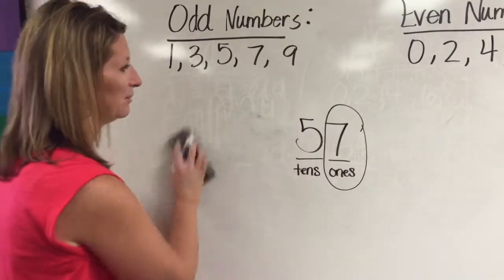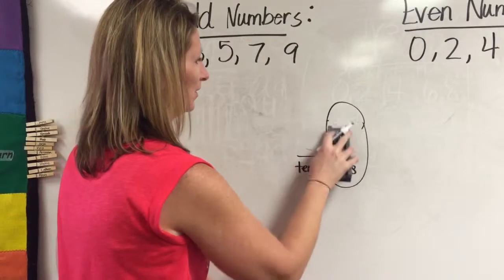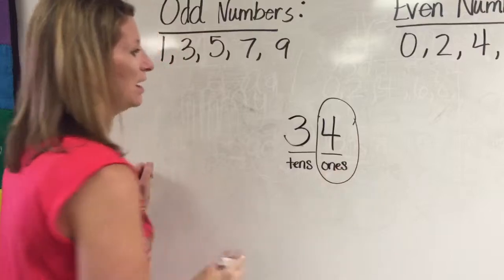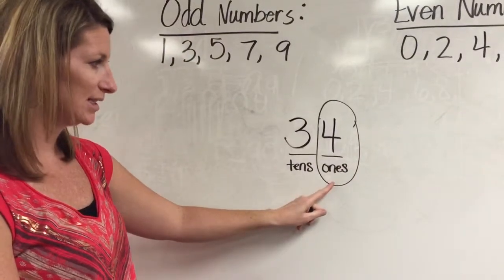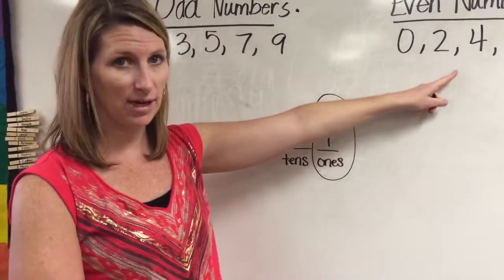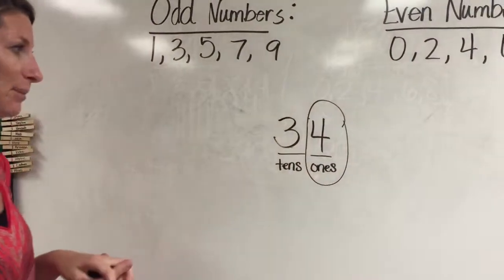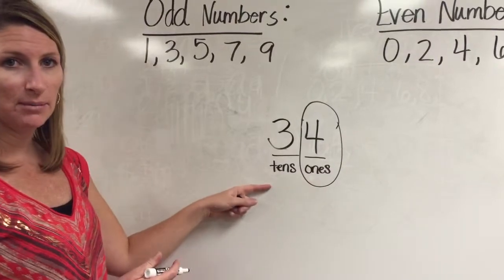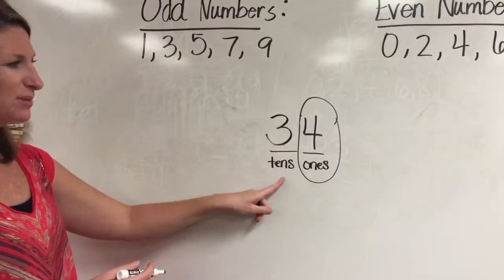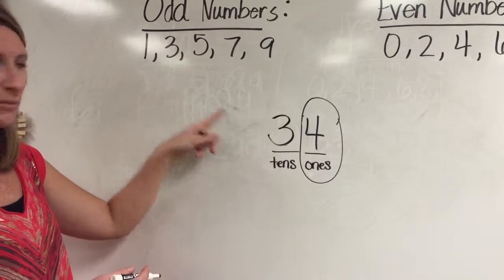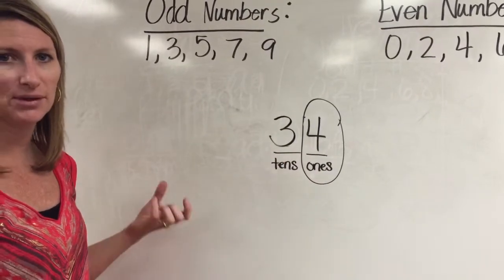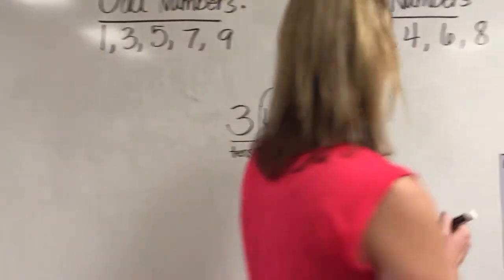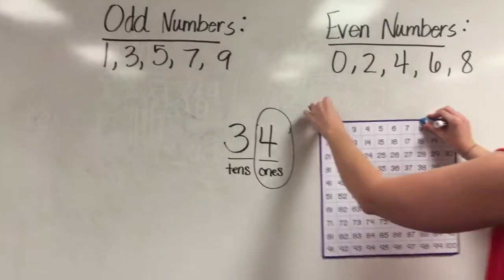Okay, if I have the number 34, I'm only going to look at the ones place. I know that 4 is an even number, so if we pair it up, everybody is happy, everybody has a partner. And so 34 is an even number. We never look at the tens place because 3 is actually an odd number. But we don't use the tens place to determine if a number is odd or even, so always look at the ones.